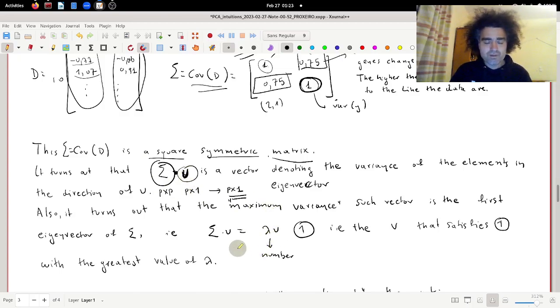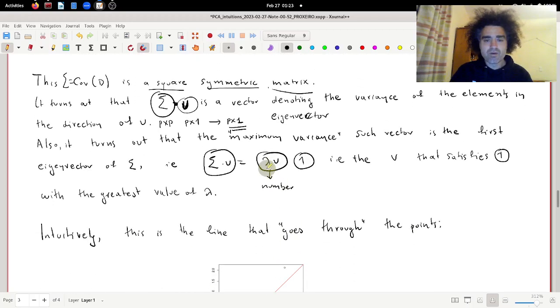So the eigenvector has the following property. The eigenvector of a square matrix has the following property: if I multiply this vector with a matrix, then this is the same as if I multiply this vector with some number. Only the eigenvectors have this property, and for a square matrix of dimension p by p, there are p such eigenvectors.